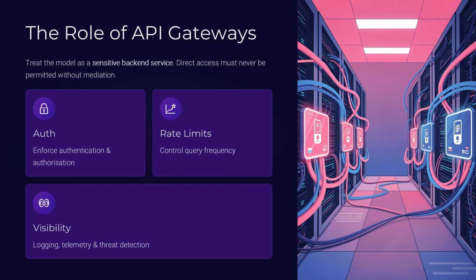An application programming interface gateway acts as a centralized control point between clients and backend services. In the context of generative artificial intelligence, it becomes a protective layer between users and the model. You must treat the model as a sensitive backend service. Direct access should never be permitted without mediation. A gateway provides authentication enforcement, authorization validation, rate limiting controls, logging and telemetry, and threat detection. By routing all model interactions through a gateway, you gain visibility and policy enforcement capability.